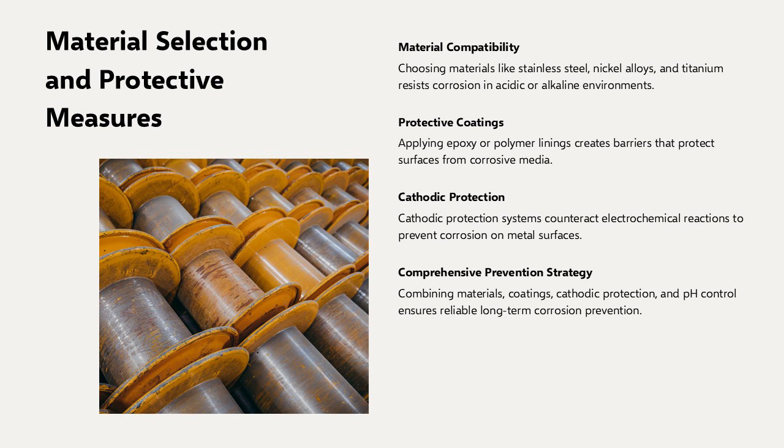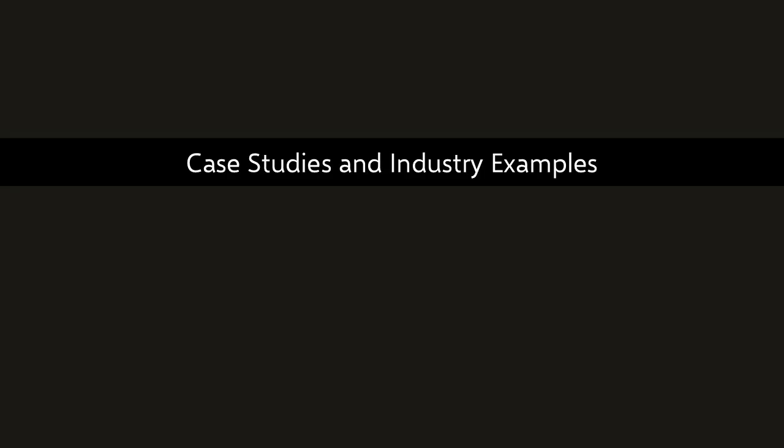Combining these measures with pH control creates a comprehensive corrosion prevention strategy. Engineers must evaluate cost, performance, and maintenance requirements when implementing these solutions to ensure long-term reliability and safety in chemical plants. Corrosion failures due to pH imbalance, successful pH management strategies.